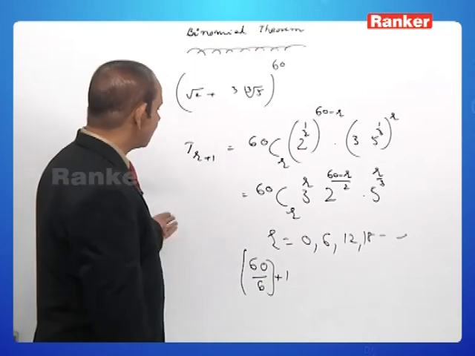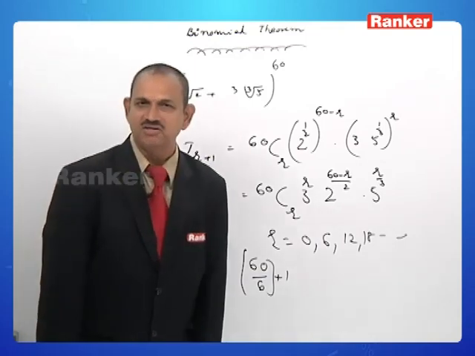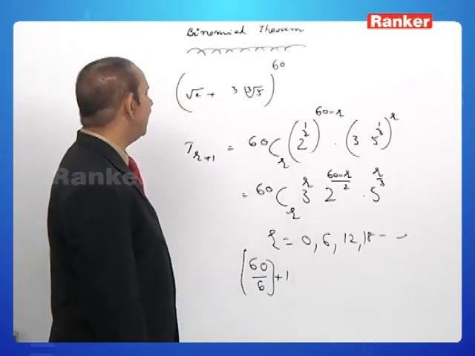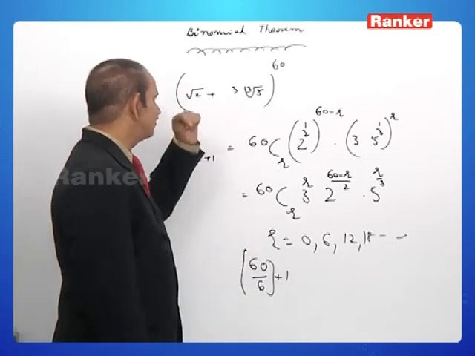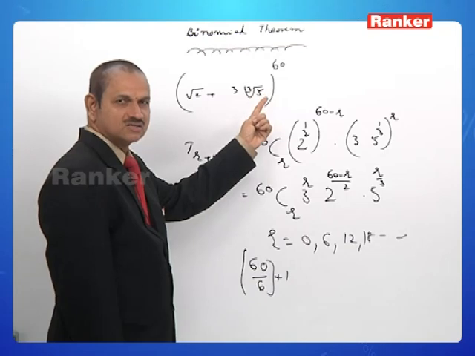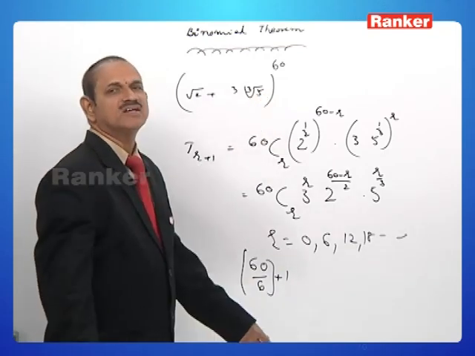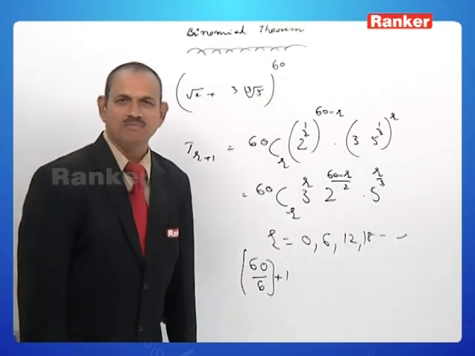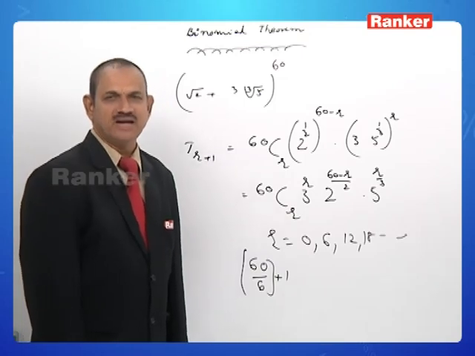What is the total number of integral terms of this expression? It is 60 by LCM of 2 and 3. This is square root of, this is cube root of. What is the LCM of 2 and 3? 60 by 6 plus 1 becomes the total number of integral terms of this expression.